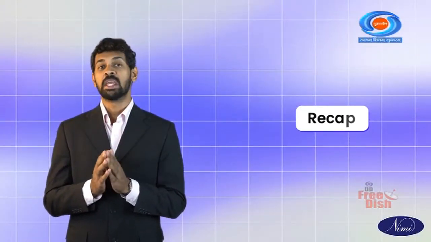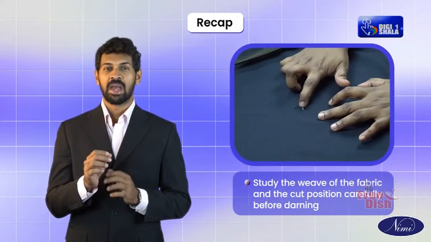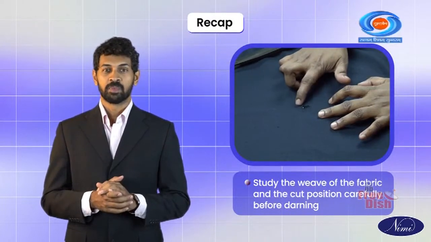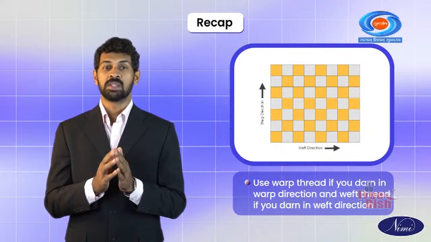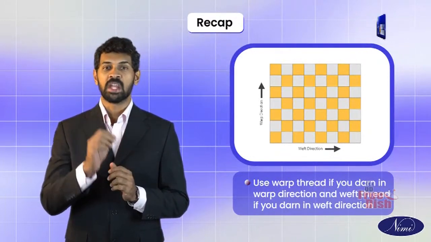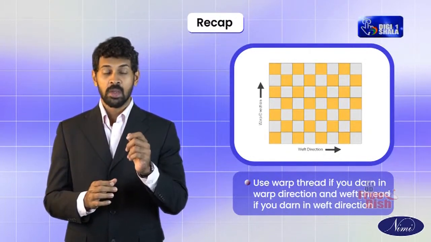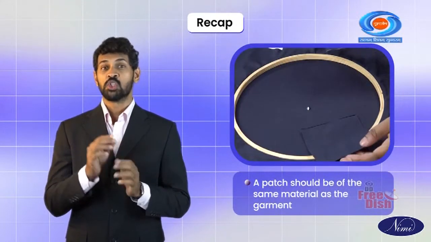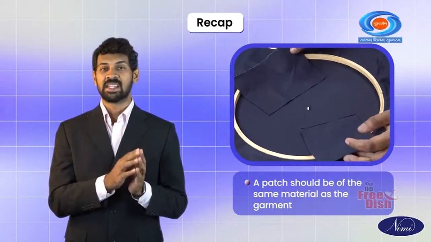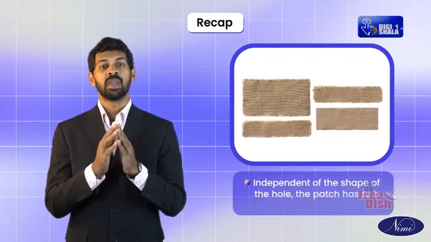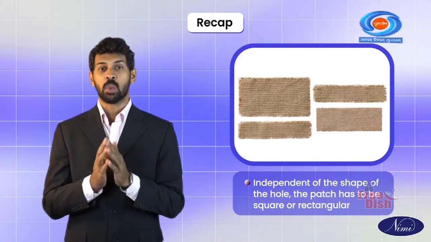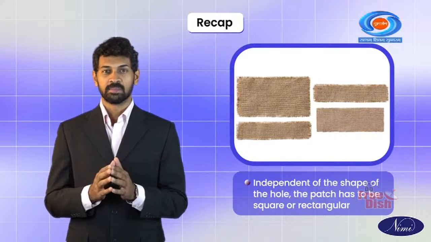Let's recap the key points discussed. Study the weave of the fabric and the cut position carefully before darning. Use warp thread if you darn in warp direction and weft thread if you darn in weft direction. A patch should be of the same material as the garment. Independent of the shape of the hole, the patch has to be square or rectangular.